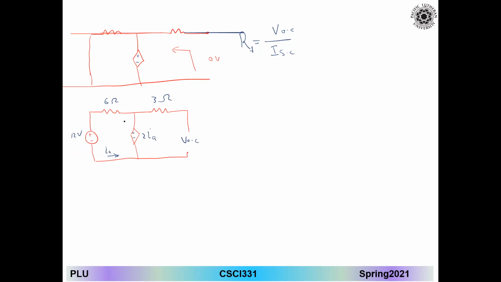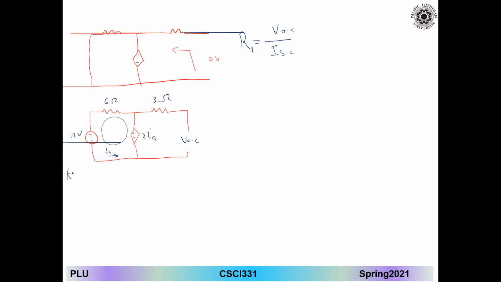What do we have? The voltage VO is equal to IA, because no current comes in the 3 ohms. So if I find my IA and multiply by 2, this gives me the voltage across the open circuit. I have only one circuit and just 2 sources.